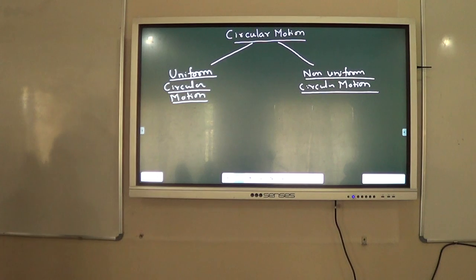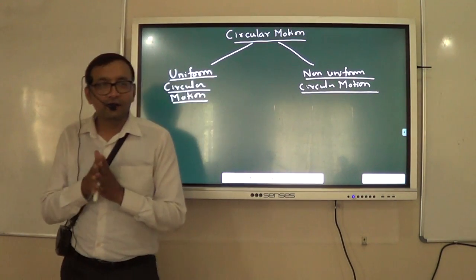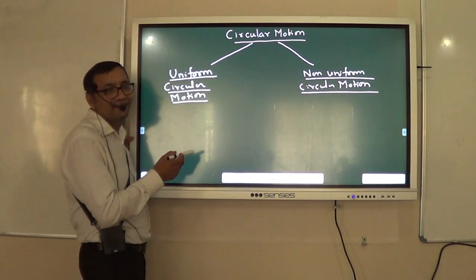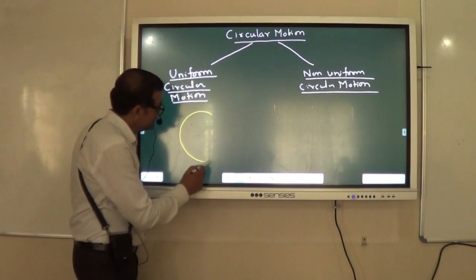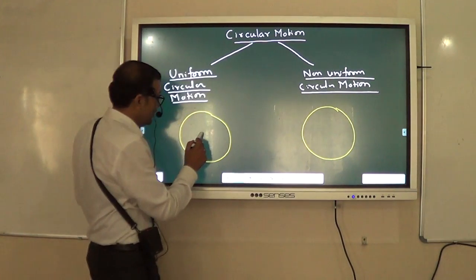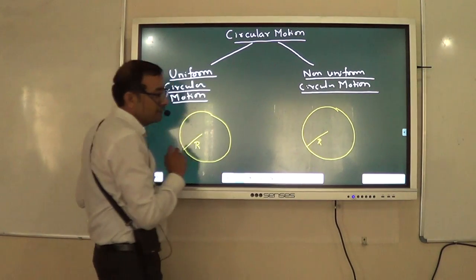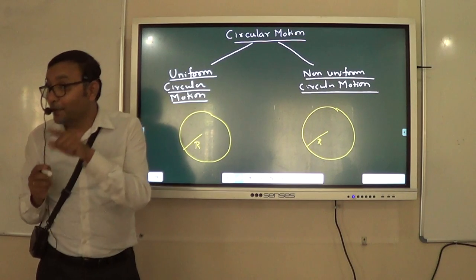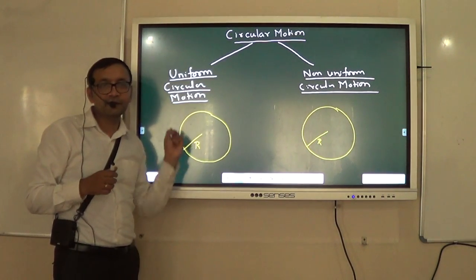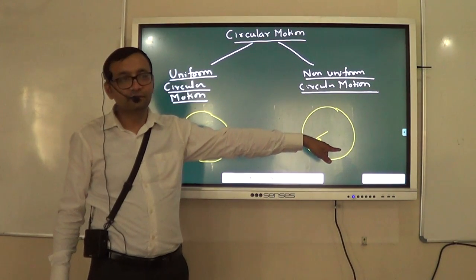What do you think will be the difference? This is all the circle motion, this is all the circle. Both are moving in the same radius, let's say radius R. Okay, what would be the difference? Speed. Here the speed is constant while it is moving in a circle motion. Here the speed is changing.